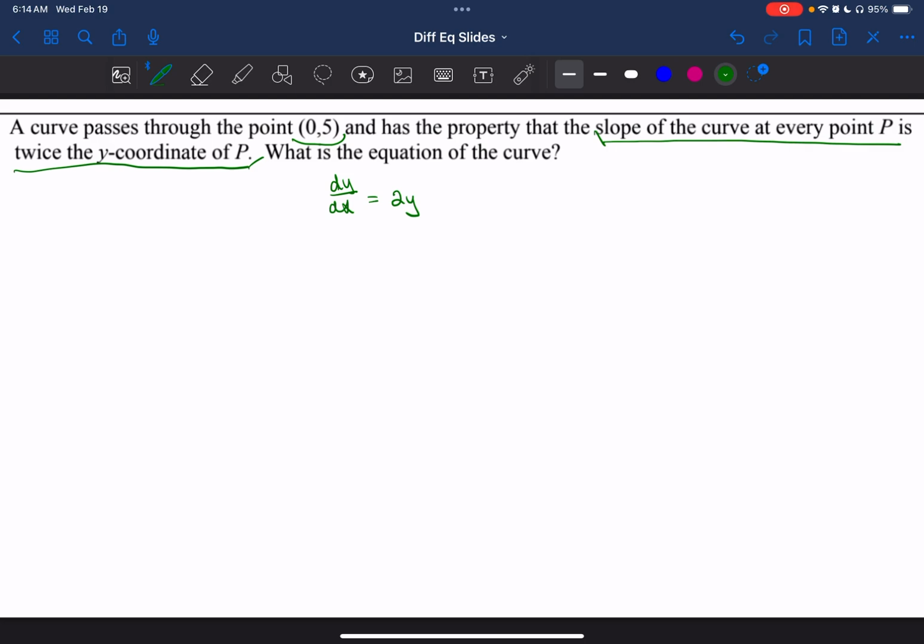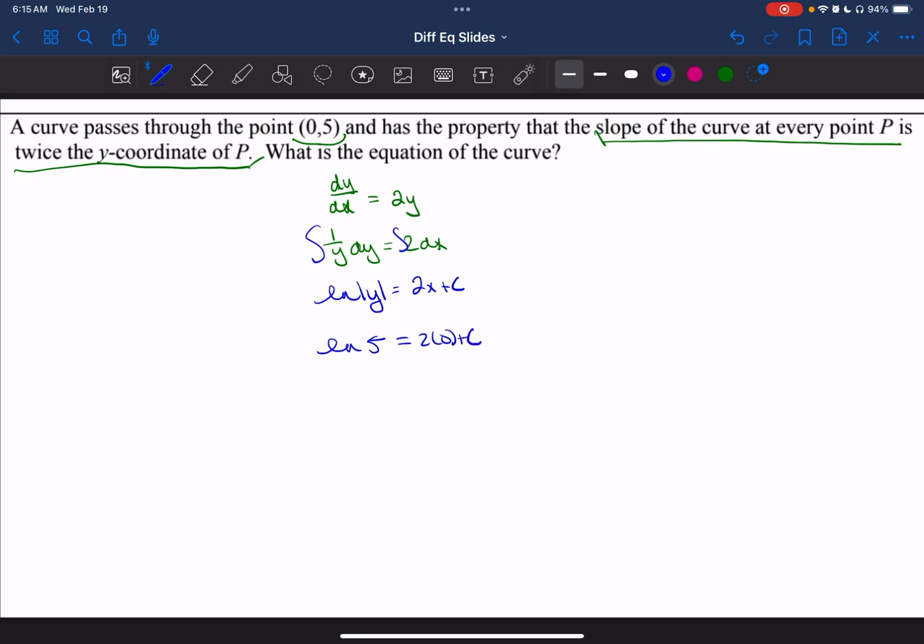So now we get to just start solving our way through here. Great time to pause the video and try on your own. Let's multiply both sides by dx, and let's divide both sides by y. So you'll have 1 over y dy equals 2 dx. From there, let's integrate both. So you have the natural log of the absolute value of y equals 2x plus c. Substitute in your initial condition to get that the natural log of 5 equals 2 times 0 plus c. So c is the natural log of 5.